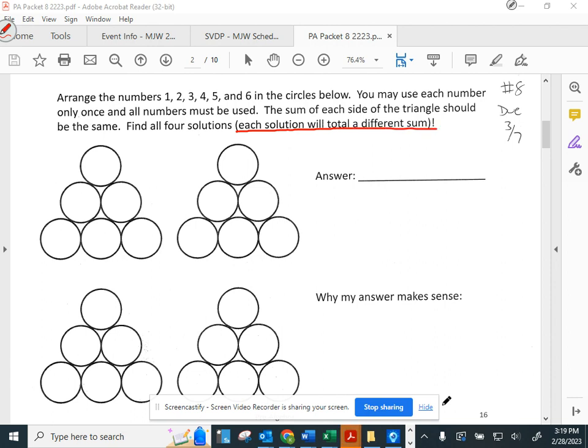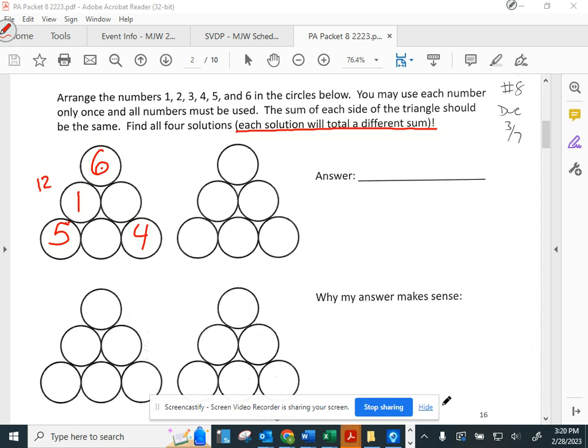So let's do one together. So I'm going to put my biggest number here with the 6. Then I'm going to say 5, 4. I'm putting my big numbers on the ends. So I see 6 and 5 give me 11. That's a really big number. So I'm going to put a really small number in between them. So 6 plus 1 plus 5 gives me 12.